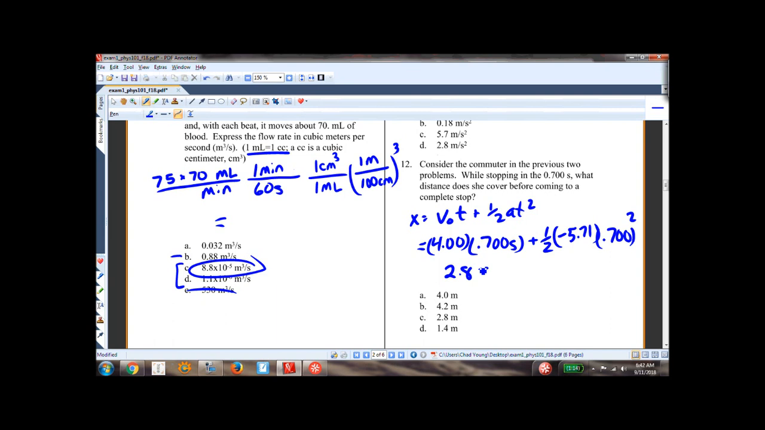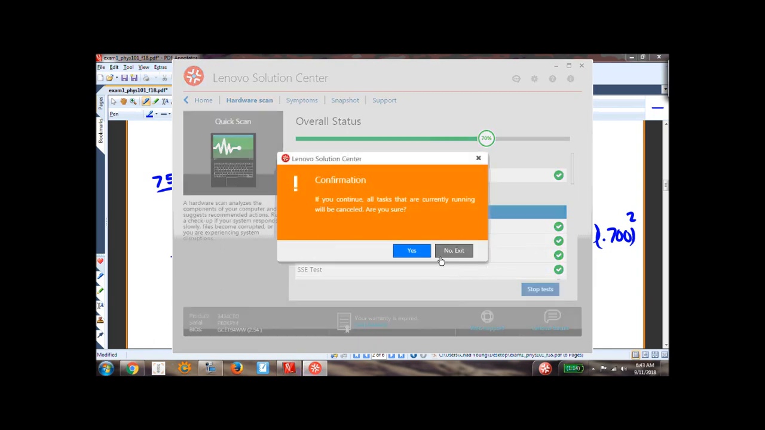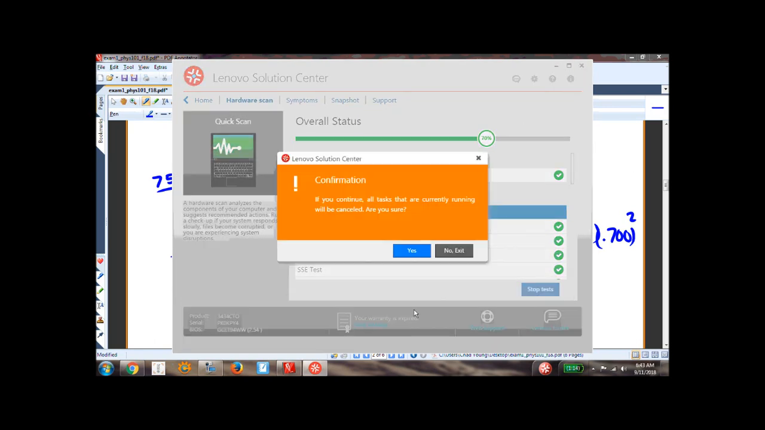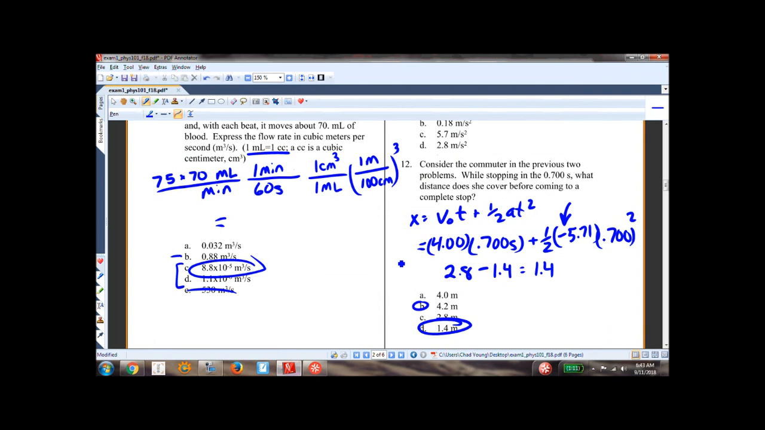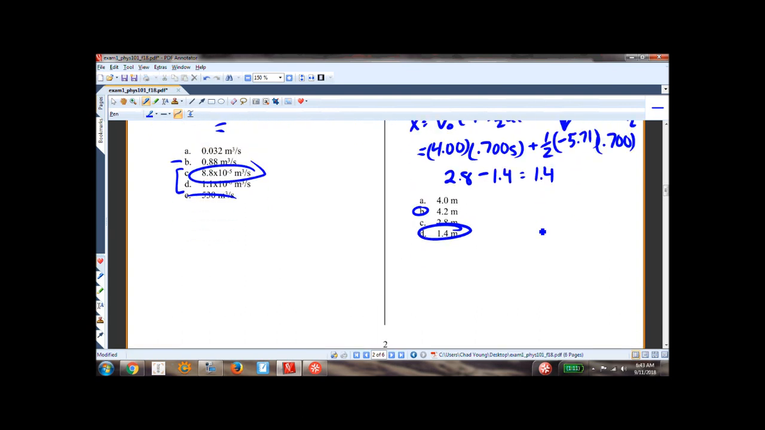minus, I get minus 1.4 equals 1.4. So D is the right answer. You got to be careful because if you had this acceleration here as positive, you would have gotten B. So you have to be careful because if you got your acceleration the wrong sign, it'll mess it up. You'll get the wrong answer. But the answer for number 12 is D.